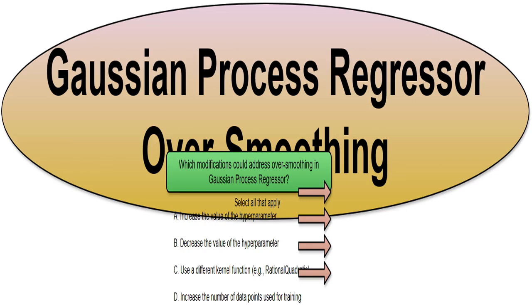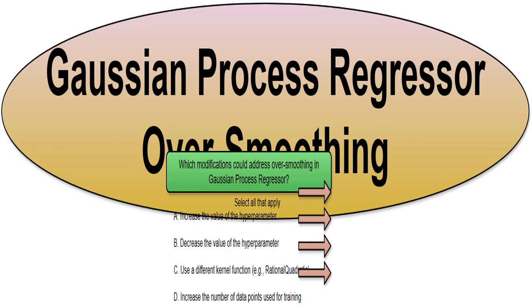The kernel is like the type of brush we use for painting. An RBF kernel tends to make smooth predictions. Using a rational quadratic kernel lets the model adapt better to complex patterns, reducing oversmoothing. It gives us more flexibility to capture detail. Think of switching from a smooth brush to one that can do both fine lines and broad strokes.